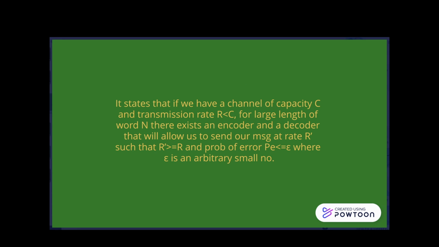So what does Shannon's theorem state? It states that if you have a channel of capacity C and a transmission rate R, for some word which has a really large length of n, there exists an encoder and a decoder that will allow us to send our message at some rate R dash, such that it's greater than or equal to R, and the probability of error is less than or equal to some epsilon, which is nothing but an arbitrarily small value.